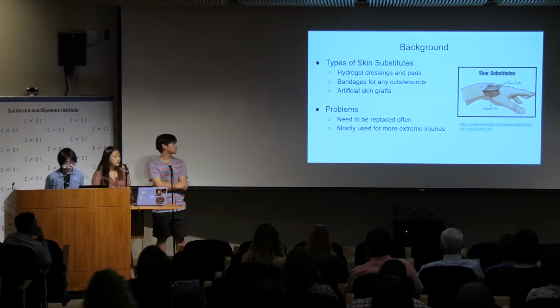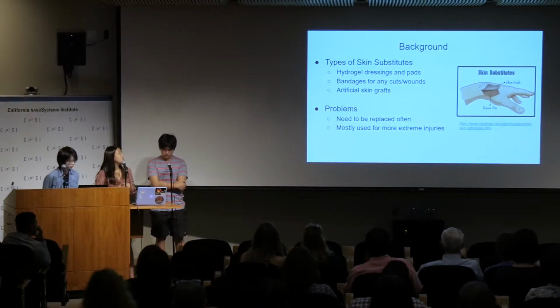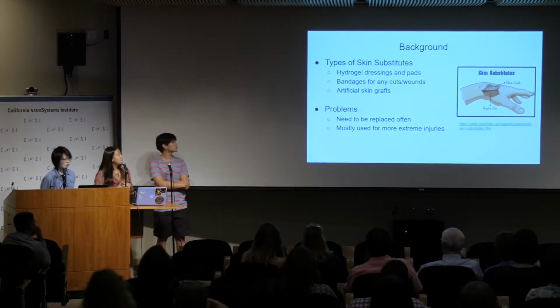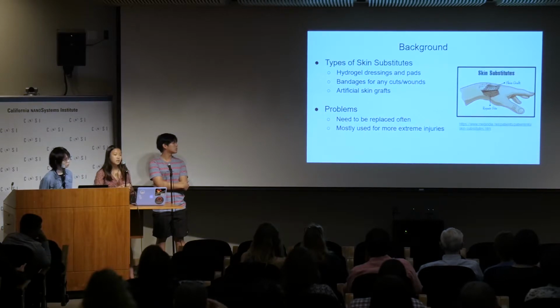Okay, so currently in the market, we have a couple different products and procedures. So one product is hydrogel dressings and pads, and these are normally used to address burns, and these are made up of cross-linked polymers, which we will discuss later. Another product are bandages, like mentioned earlier, and these are just used for any cuts or wounds. However, for both hydrogel dressings and pads and bandages, they need to be replaced often and aren't able to stick onto the skin for long amounts of time.